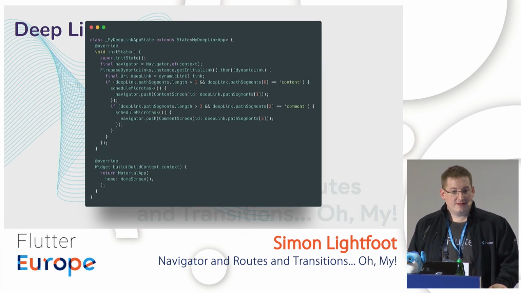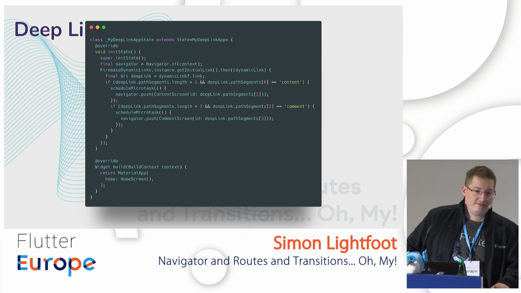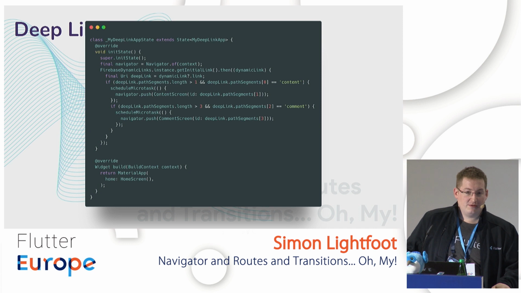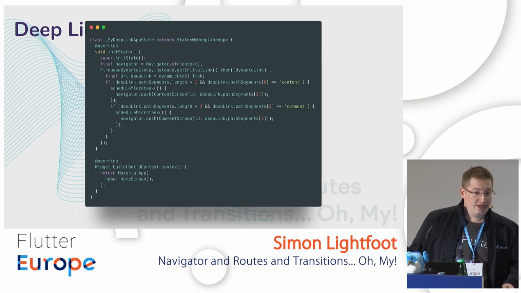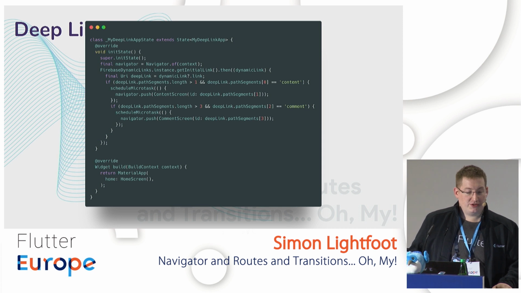So a way to do this, I'm sorry if that's a bit small on the screen, is to actually, in this case it's Firebase dynamic links, but to listen to the link, listen to the callback you're going to get for dynamic links, validate those links, verify they're exactly what you want, and then schedule a microtask with the response to push those things on the stack.